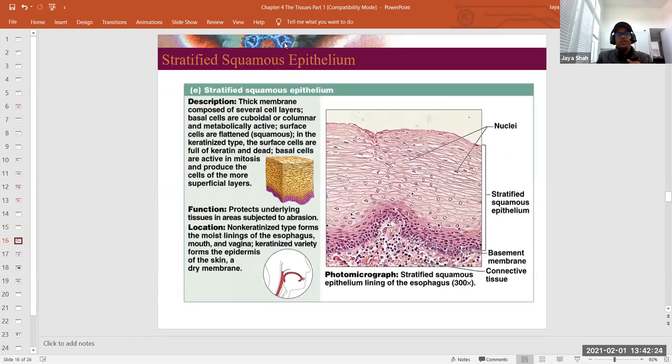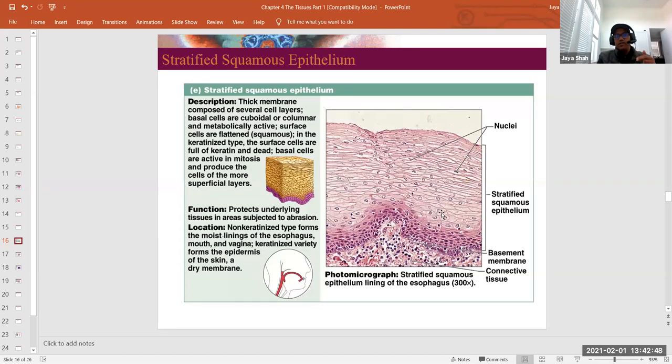So here you go, stratified squamous epithelium. This is from your skin, you can see. This is the basement membrane here, and here is connective tissue, particularly the areolar connective tissue, and then multiple layers of cells, you see here? Sorry, this is not from your skin. This is from your esophagus.